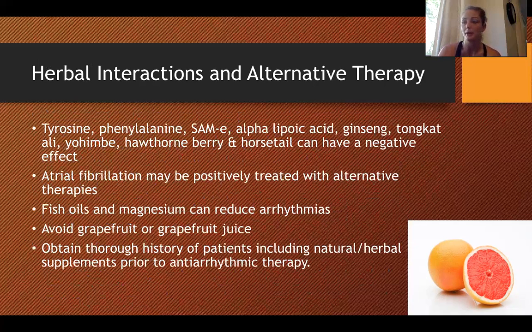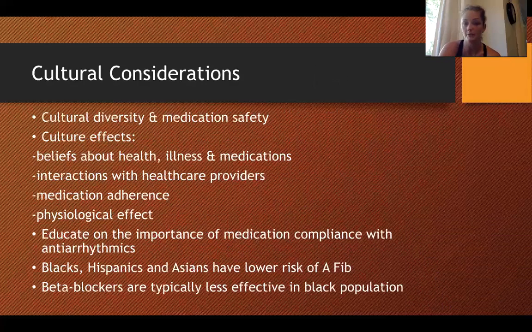Fish oils and magnesium are supplements that can reduce arrhythmias. Grapefruit and grapefruit juice is one thing that should be avoided when taking antiarrhythmics because it interferes with medication absorption, which is common with a lot of medications and can cause unwanted side effects. It's important to know anytime a patient is on any herbal or alternative treatments in order to make sure that it's not going to interact with antiarrhythmic drugs.